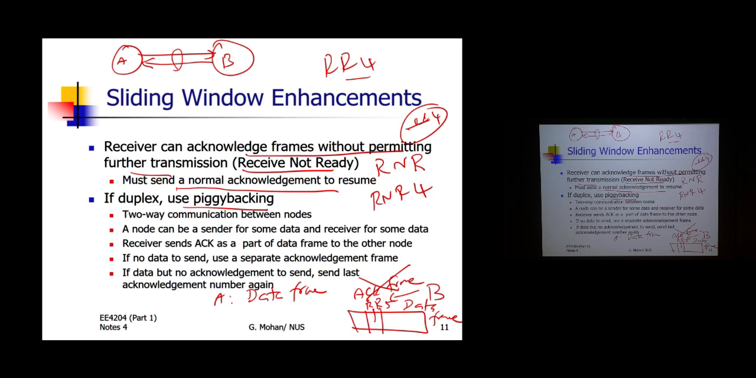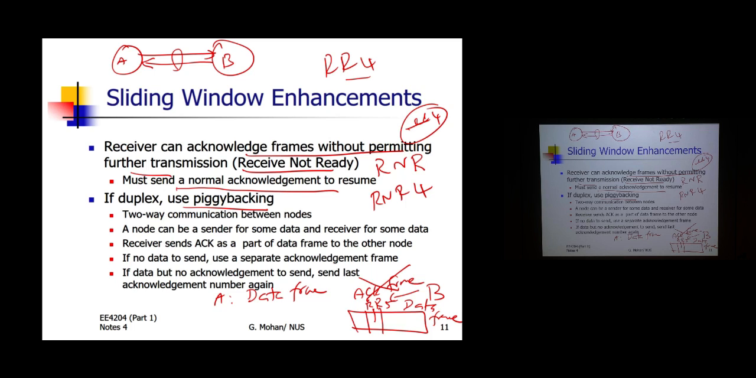So A sends a data frame to B. B can send a separate acknowledgement frame, let's say RR5, or if B has some other data frame to send to A, it can send that RR5 as part of its data frame. What's the advantage? It avoids sending 2 frames. It sends just one data frame because it has some data to send to the other side. So it attaches the acknowledgement as part of the data frame itself. That's called piggybacking. Is it clear?